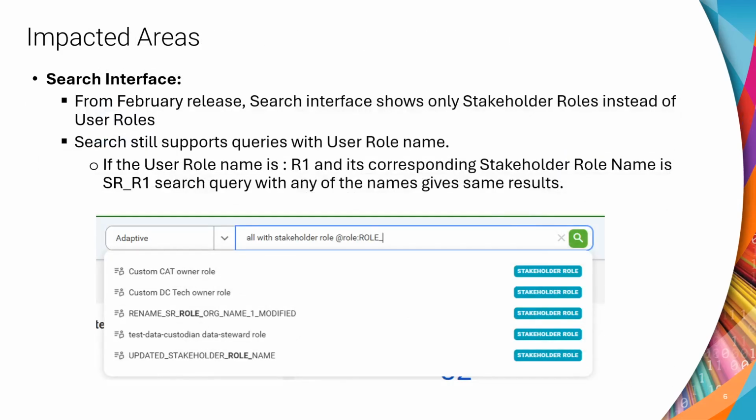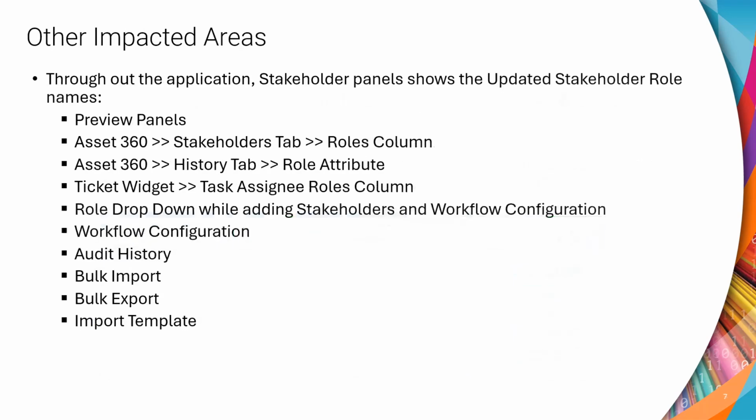Impacted areas. If users search with stakeholder roles, the stakeholder name will be the result. Even if you search with the user role, the associated stakeholder role name will be visible in the search results. Other impacted areas are the Asset 360 page, ticket widget, role drop down page, workflow configuration, audit history, bulk export import, import template.